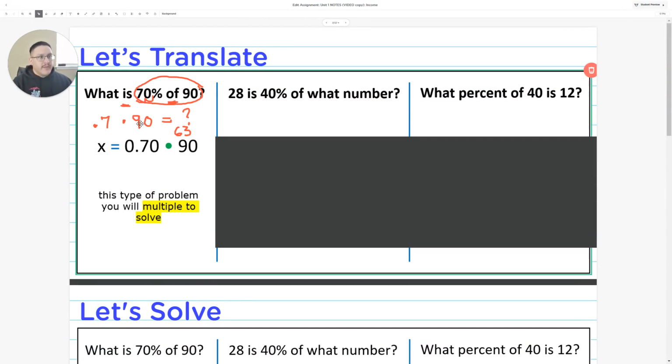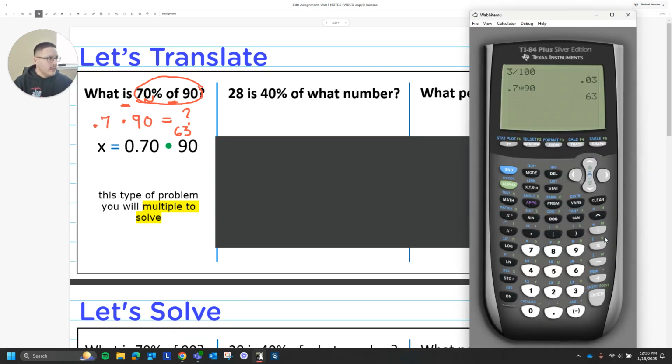70% of 90 is 0.7 times 90, which is 63. So 63 is 70% of 90. Now, if you want to check your answer, let's divide these two numbers. I want you to do 63 divided by 90, and it should give us 0.7 if we did this correctly. And it does. So 63 out of 90 is 70%.